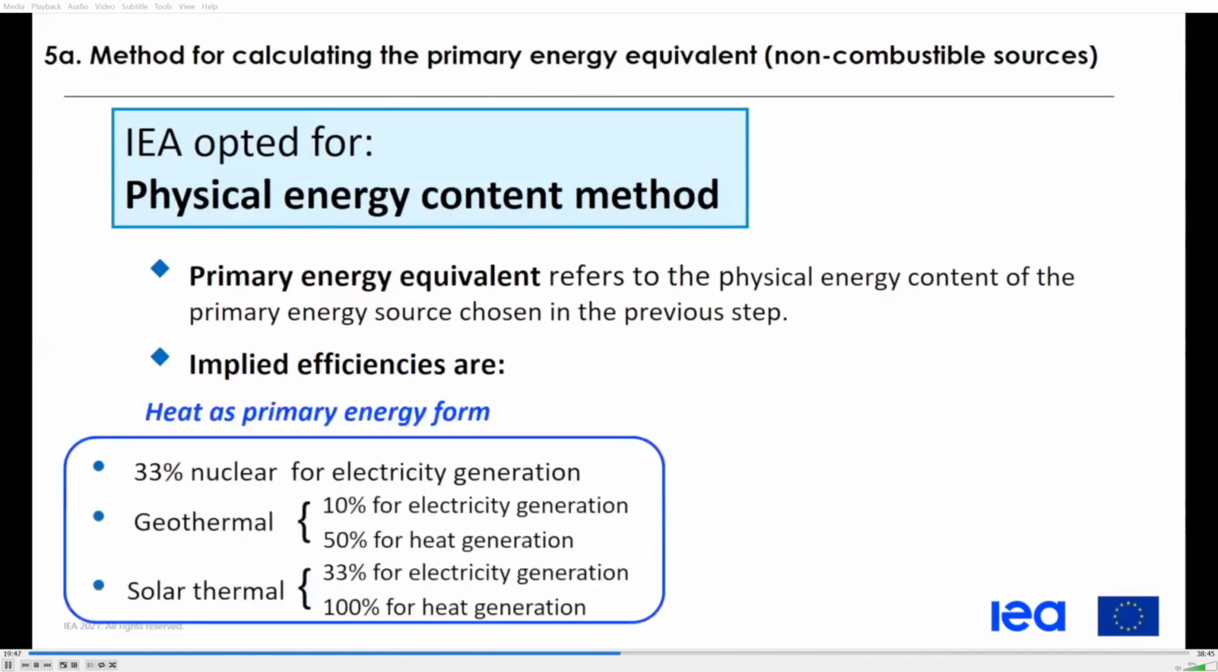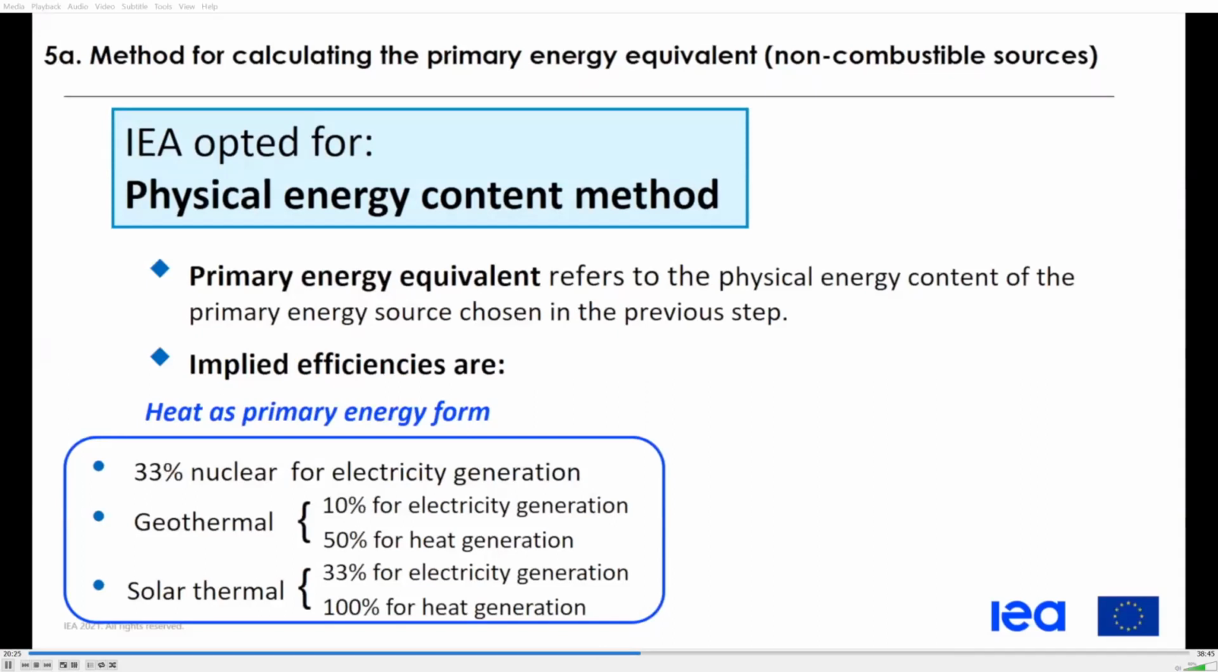For instance, in the case of nuclear electricity production, as heat is the primary energy form selected by the IEA, the primary energy equivalent is the quantity of heat generated in the reactors. In the absence of country-specific information, the IEA estimates the primary energy equivalent from the electricity generated by assuming an efficiency of 33%. This is derived as the average efficiency of nuclear power plants across Europe.